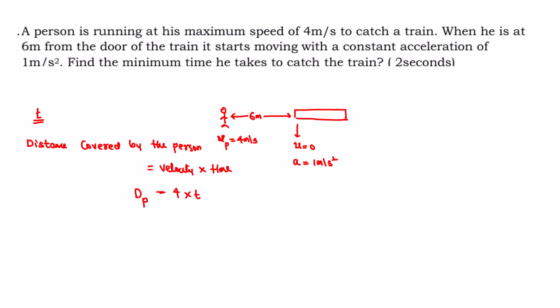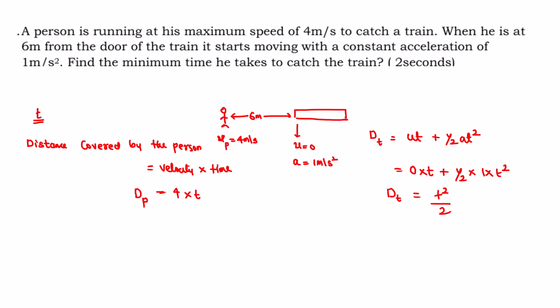The distance covered by the train at the same time will be S is equal to ut plus half at square. Since it is starting from rest, its initial velocity is equal to 0. So 0 into t plus half into acceleration, which is given as 1, into t square. That is t square by 2, the distance covered by the train.